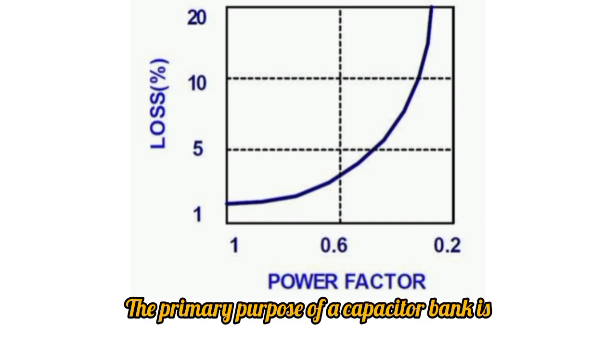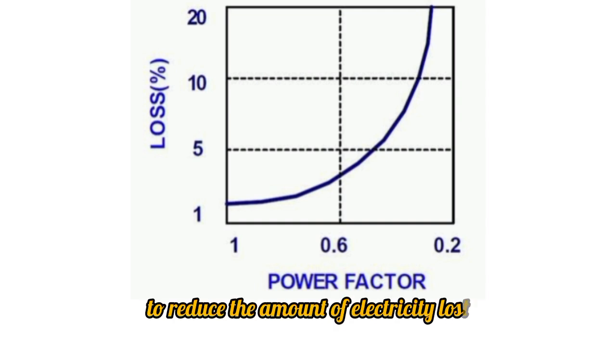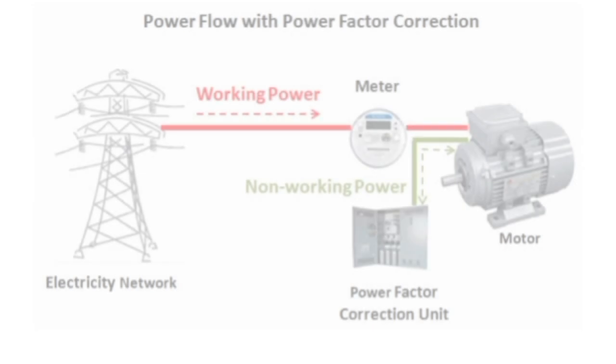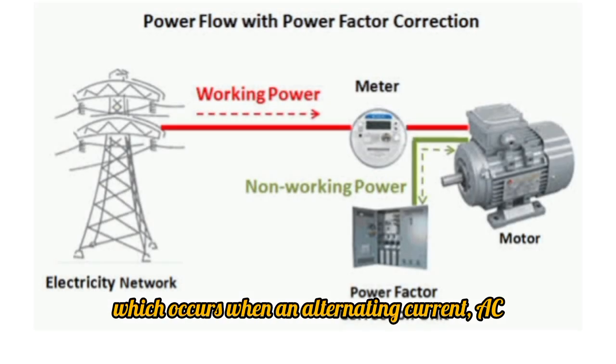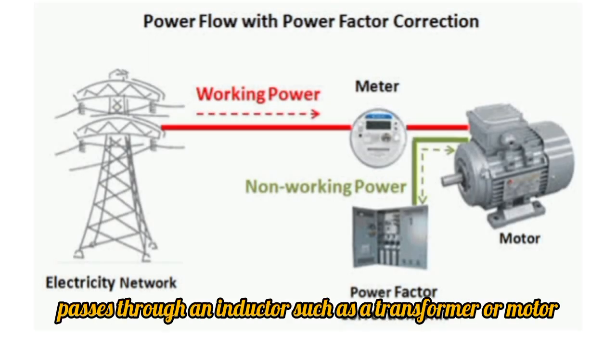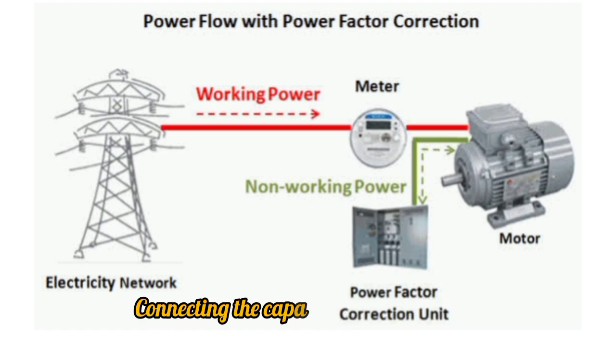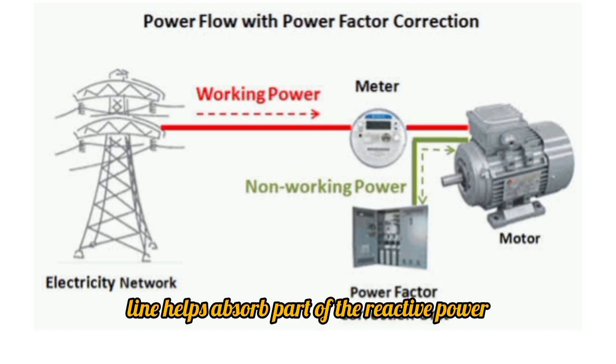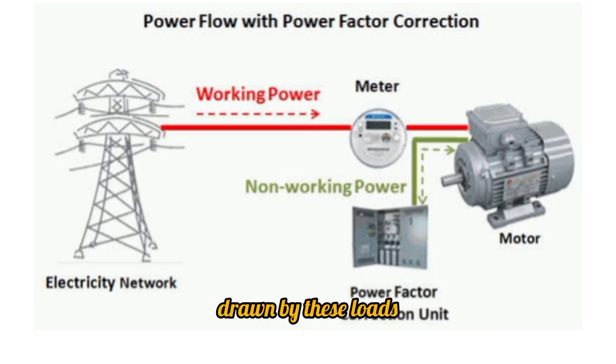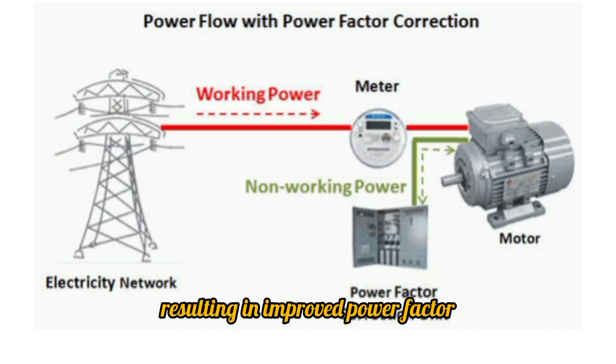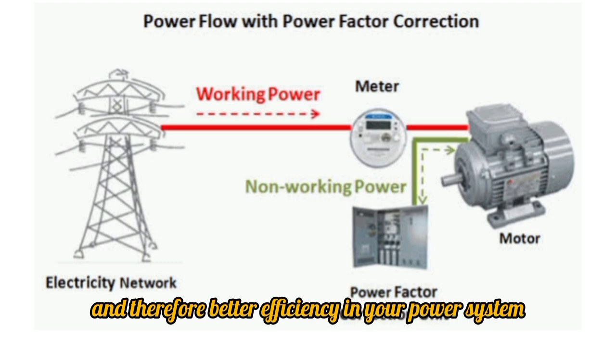The primary purpose of a capacitor bank is to reduce the amount of electricity lost due to inductive reactance, which occurs when an alternating current, AC, passes through an inductor such as a transformer or motor. Connecting the capacitor bank across the line helps absorb part of the reactive power drawn by these loads, resulting in improved power factor and therefore better efficiency in your power system.